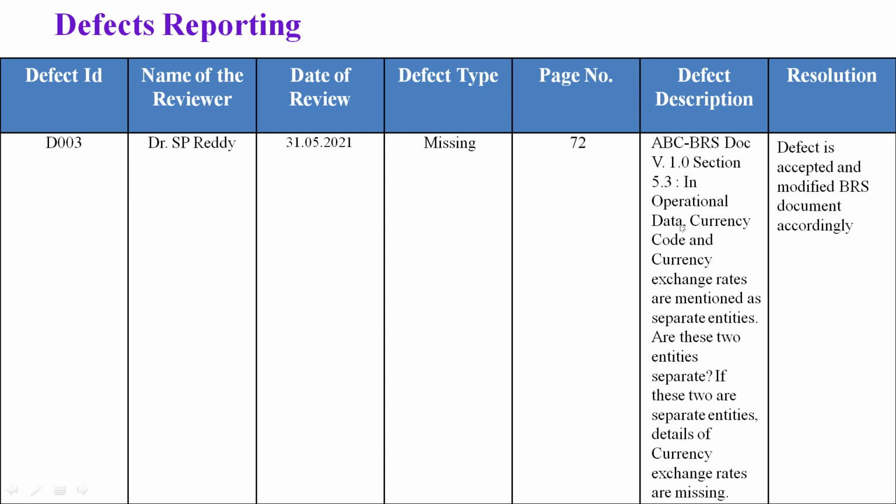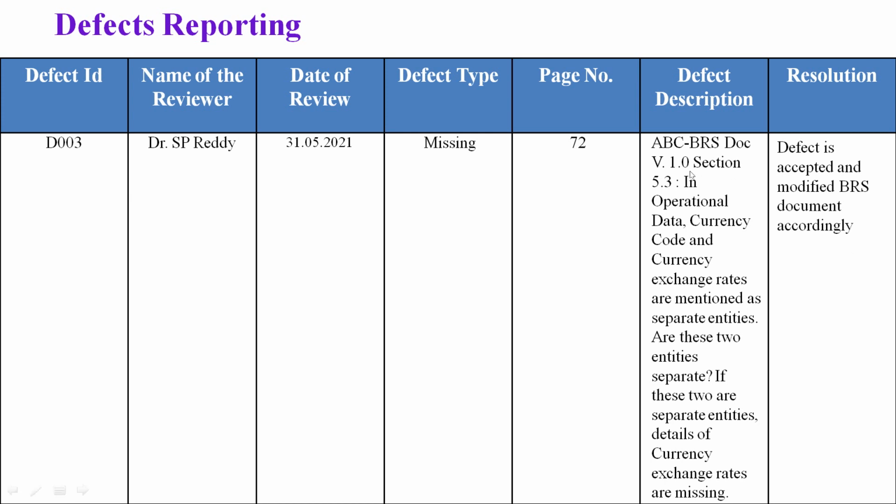In the operational data, currency code and currency exchange rates are mentioned as separate entities. Are these 2 entities separate? If these 2 are separate entities, details of currency exchange rates are missing. This is the defect description. See, this is one of the requirements in a real-time project. I have taken this example for your understanding only. Don't bother about this requirement. Just try to understand the defect description.